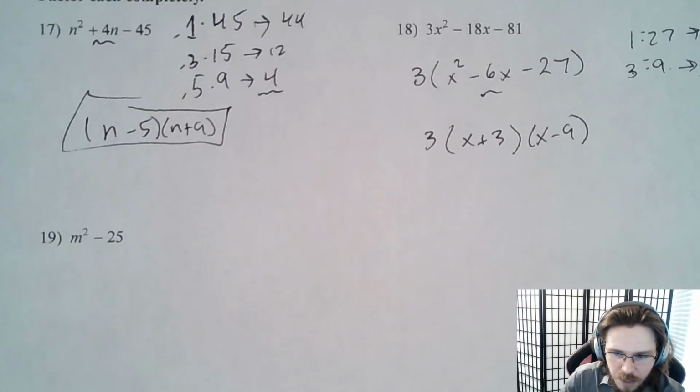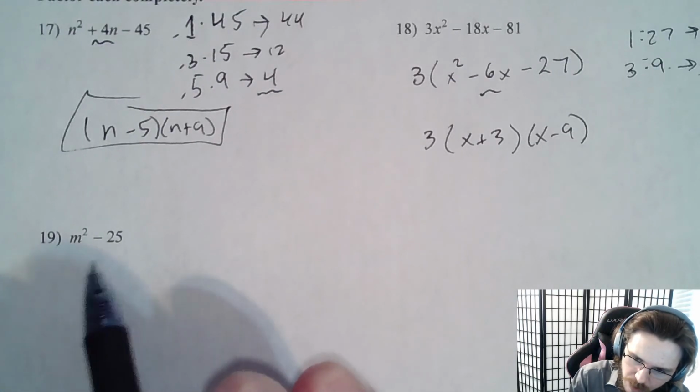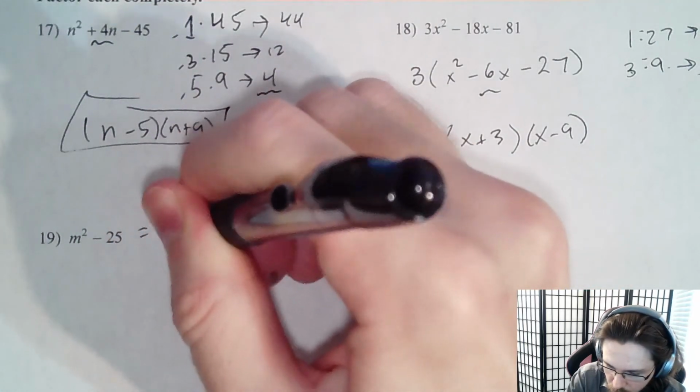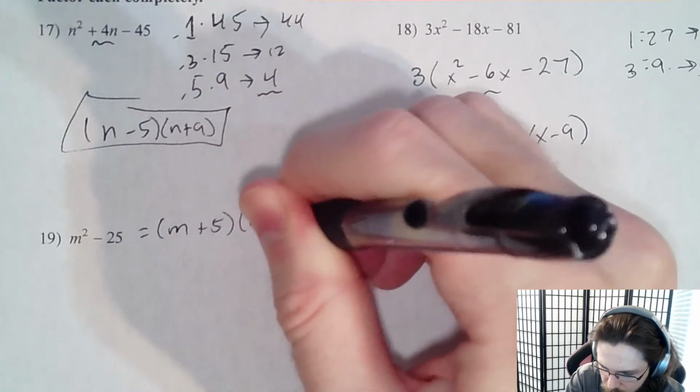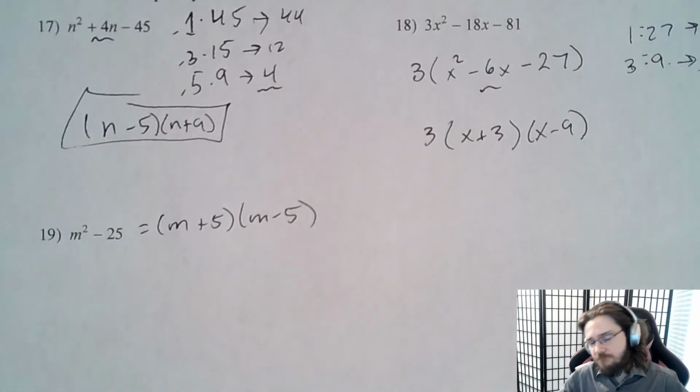Number 19 is the special difference of 2 squares. You have a square here, a square there, so you just write 1 with the plus sign, 1 with the minus. We did the square root of 25 to get that 5.